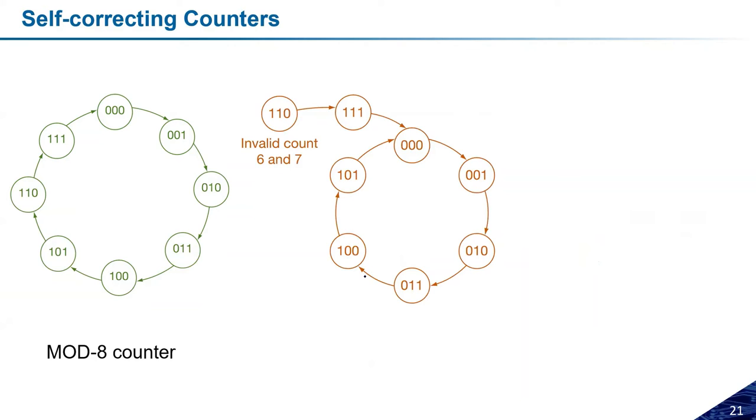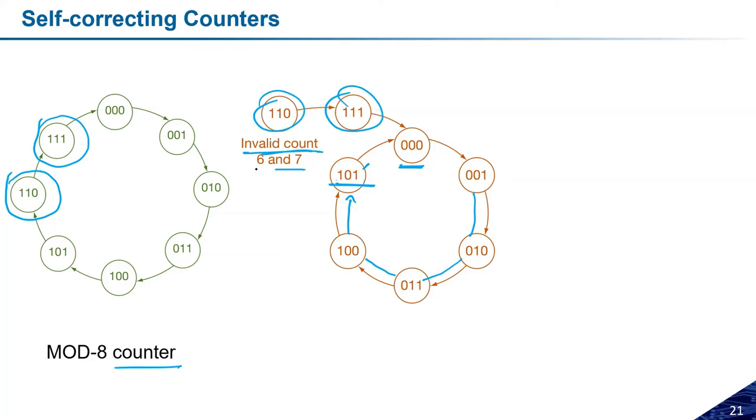Here, let us assume I have a counter with a sequence like this. It starts from 000 as the initial state. Then I move to 001, then 010, 011, 100, 101. If I am considering a modulus 8 counter, after 101 there should be 110, and after 110 it should be 111. But I want to make a counter where after 101, it moves to 000. It should not count these two sequences, which are the invalid counts, 6 and 7. So if some of the counts are missing, these kinds of counters are known as self-correcting counters.